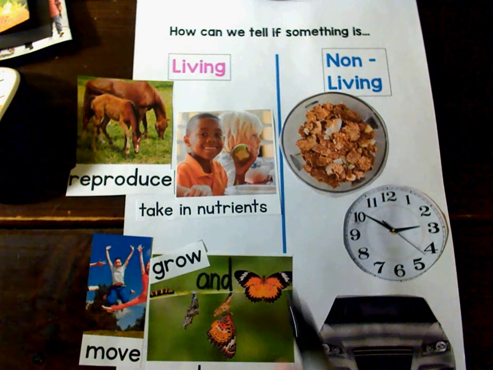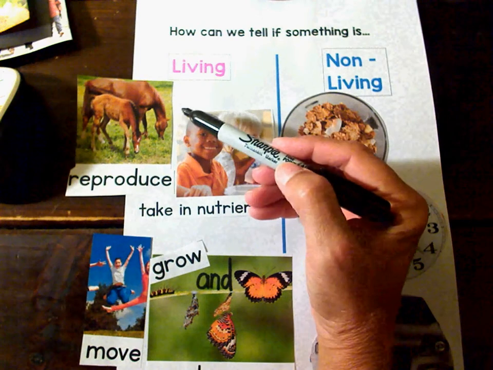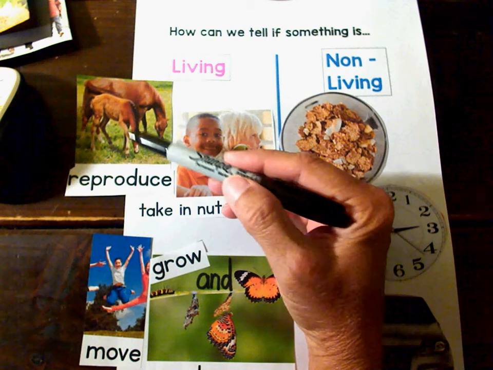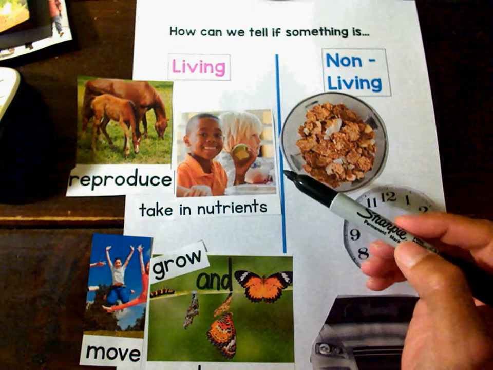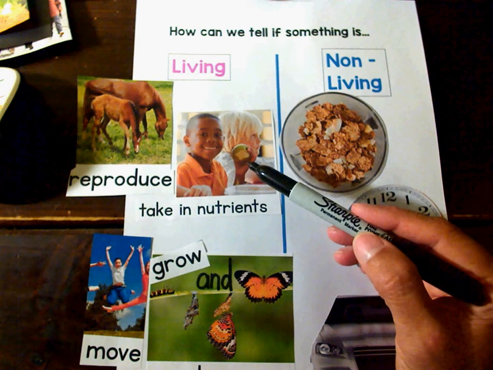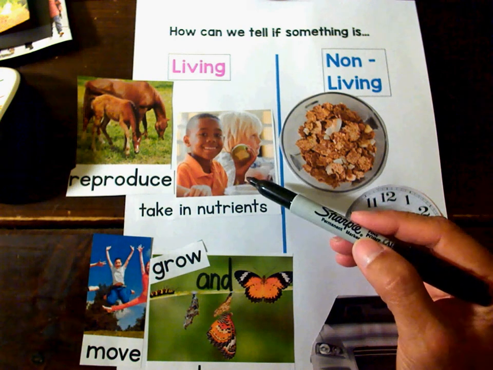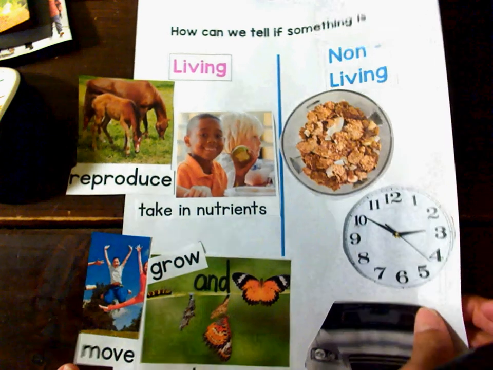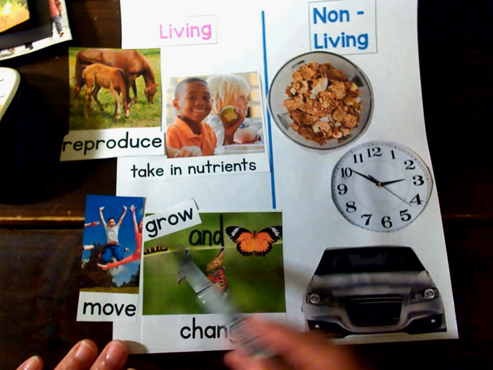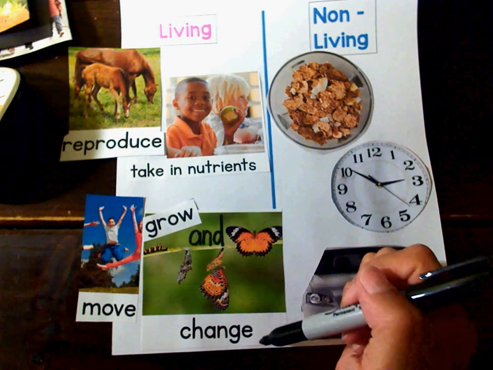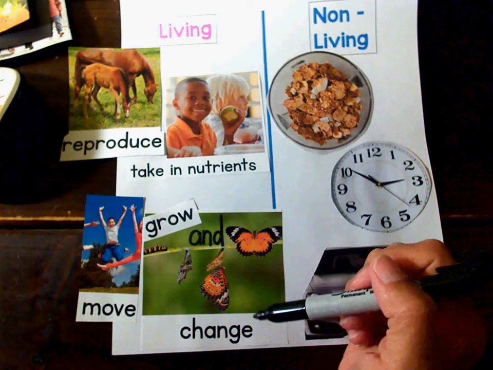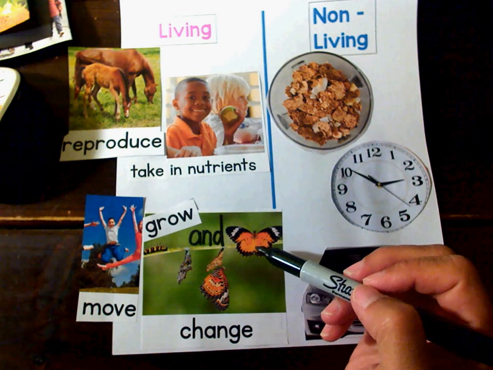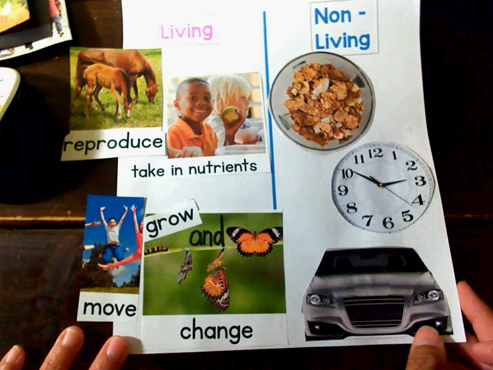So, let's take a look at these things right here. If you look, these are things that are living. You have a mom horse and her baby. So that shows that the horse can reproduce or make more of its own. This little boy is eating an apple, so he is able to take in nutrients. He is feeding himself. These children are jumping up in the air. They are showing that they can move on their own. And if you look at this caterpillar, it is not only growing, it is also changing. Through a process called metamorphosis, this caterpillar over its life cycle becomes a butterfly. So these are picture examples of living things.